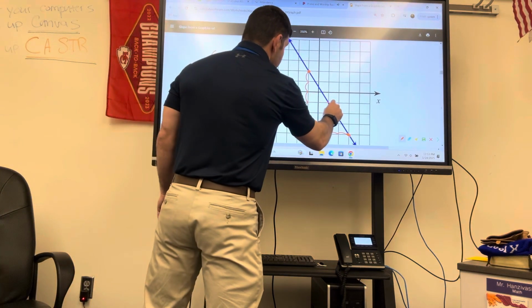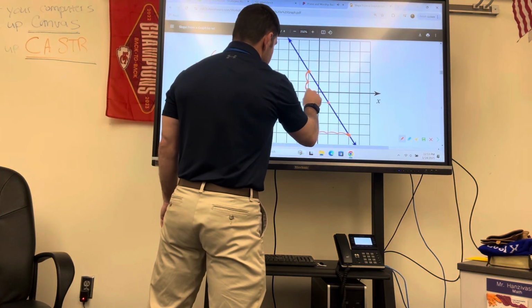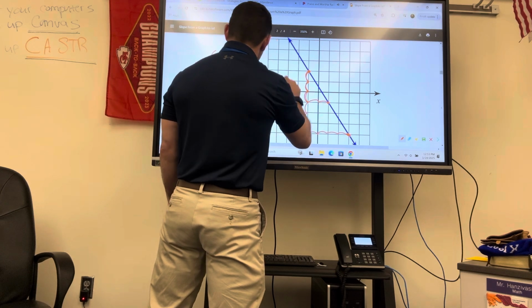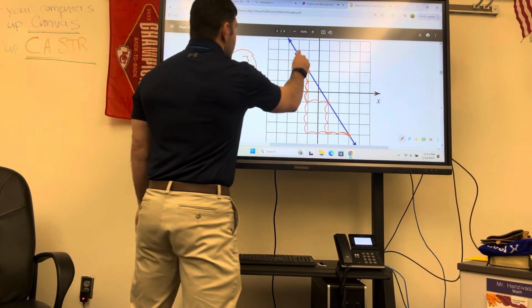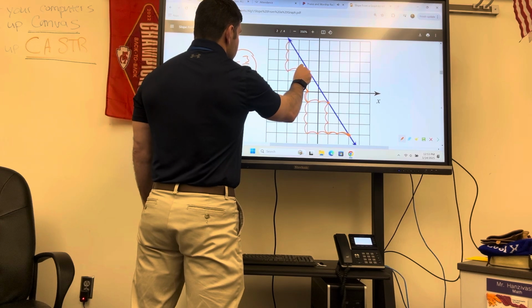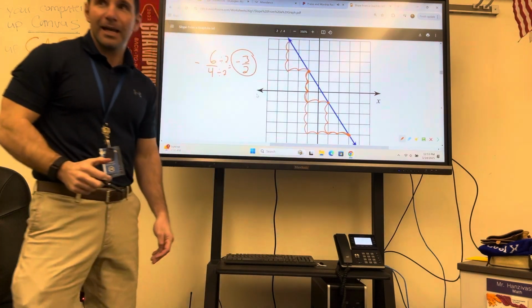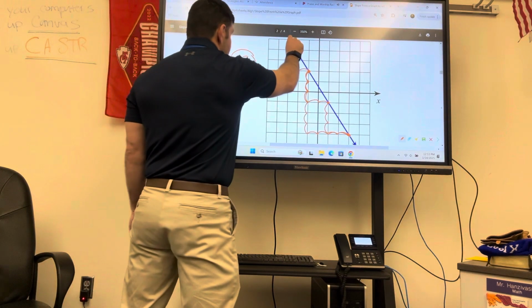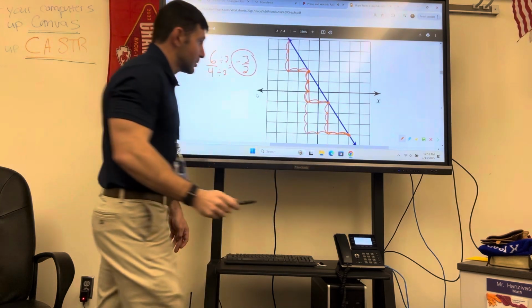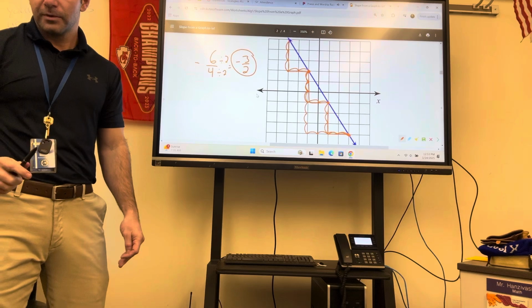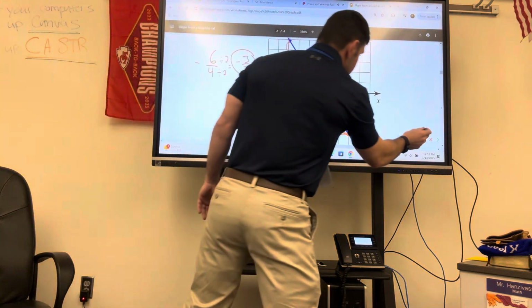If you put this point here too, watch this. 1, 2, 3, 1, 2. Oh, 3 over 2. 1, 2, 3, 1, 2. 3 over 2. Notice how it's the same every single time. Slope stays constant. Okay? Let's do one more together.